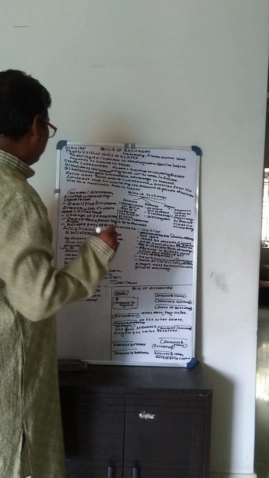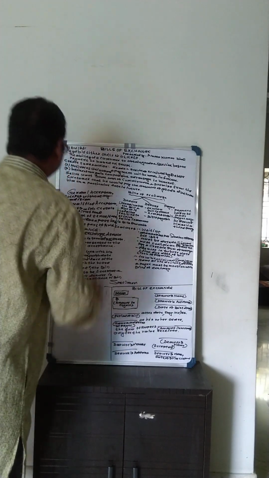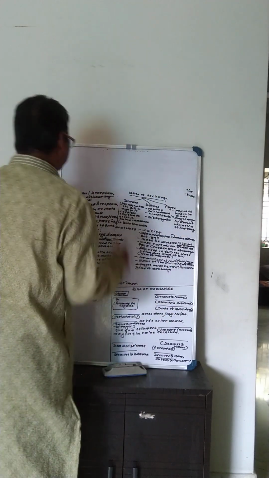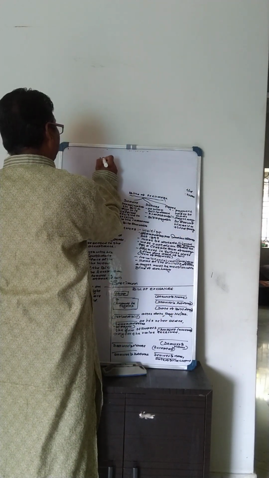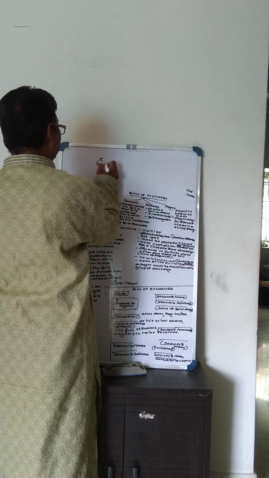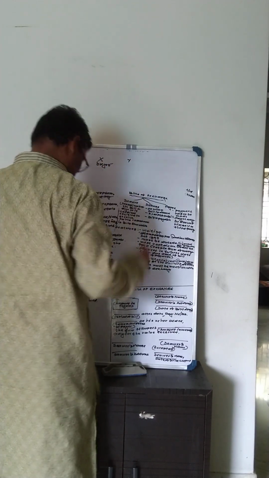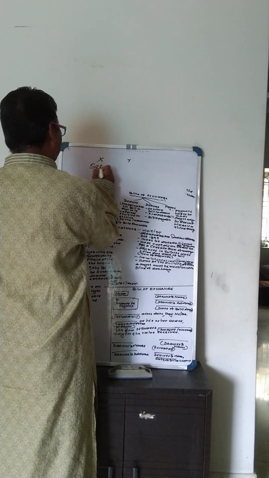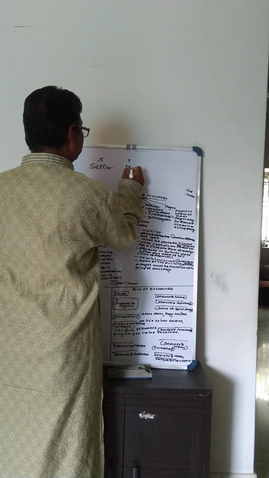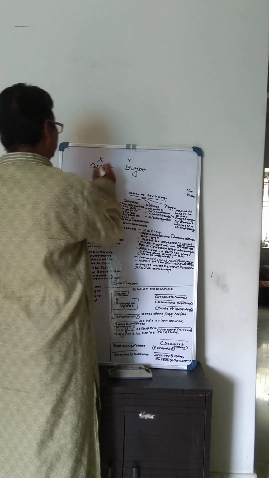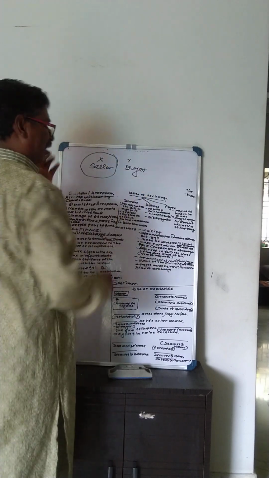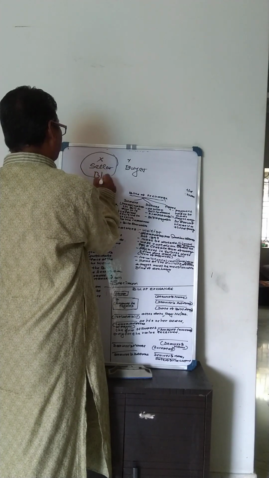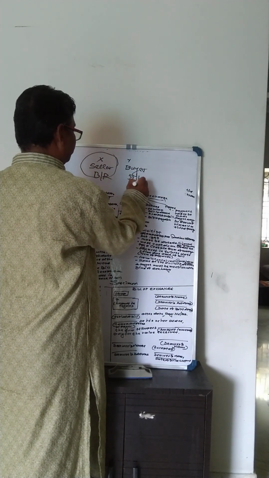Suppose X sold goods to Y. When X sold goods to Y, X is the seller and Y is the buyer. So X draws a bill on Y and Y accepts the bill. For X it is bills receivable, for Y it is bills payable.